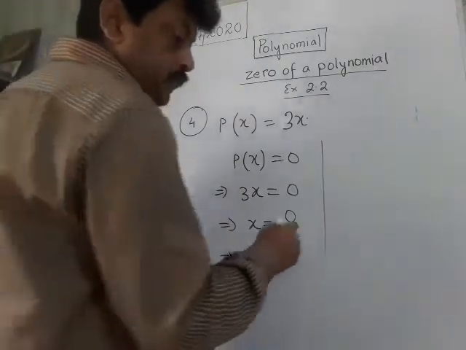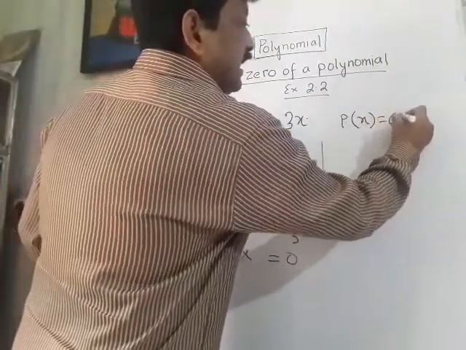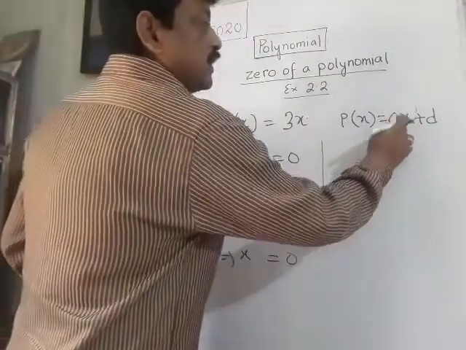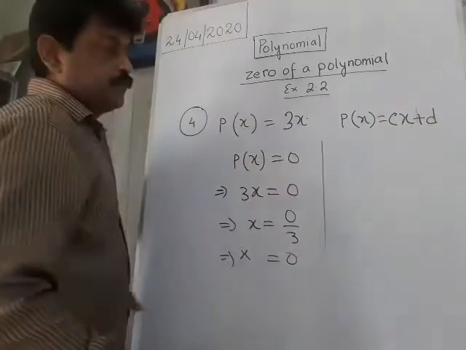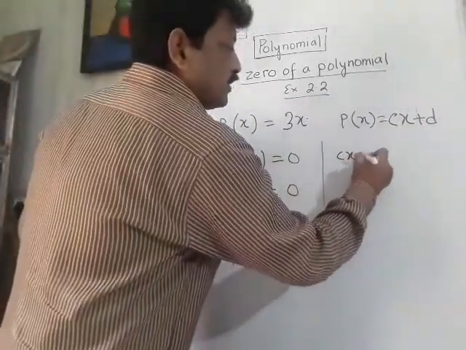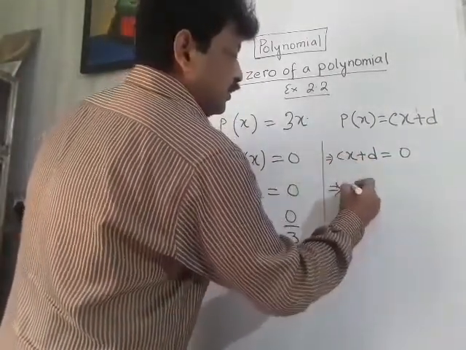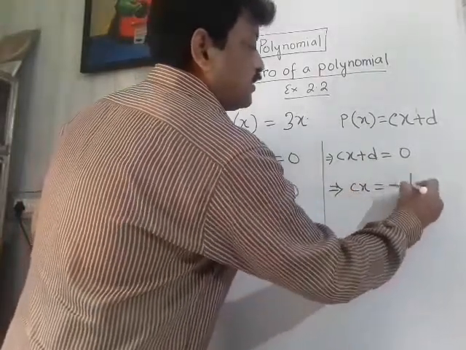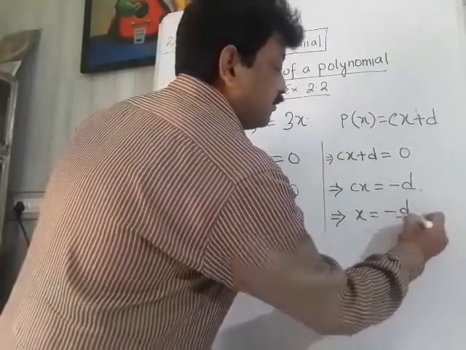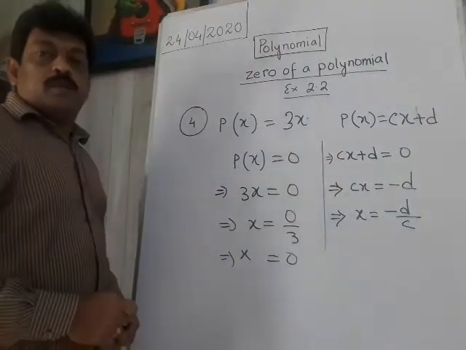Similarly, p(x) equals cx plus d. This is a polynomial given, cx plus d. We have to find its zero. So again, use the same equation cx plus d equals 0, which implies cx equals minus d, which implies x equals minus d upon c. So here minus d upon c is the zero of this polynomial.